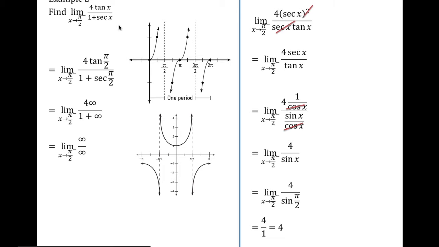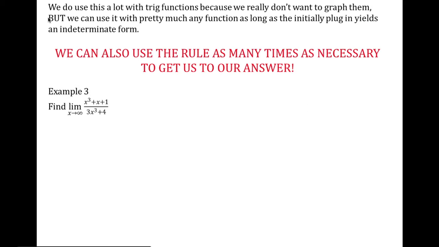But again, if I couldn't plug in the pi over 2 like we had over here, I would have to resort to either a graph or a table or some really complicated pre-calc in order to get to the solution. The easiest way is to just use L'Hopital's rule, take the derivative on the top and the bottom, pre-calc it up, and you'll get to your final solution. Now, we do use this a lot with trig functions because, again, I really don't want to have to graph complicated ones. But you can use it with any function as long as that initial plug-in yields an indeterminate form.